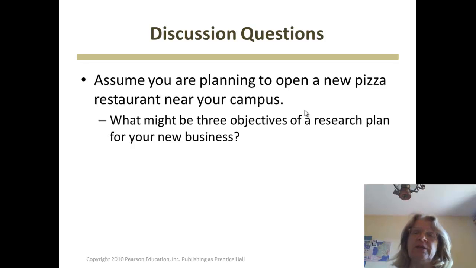Assume you're planning to open a new pizza restaurant near your campus. What might be the 3 objectives of a research plan for your new business? Discuss this issue on the course blog and reflect on it, and also make notes in your learning diary. Take your key product that you're using in assignment 1 in focus.